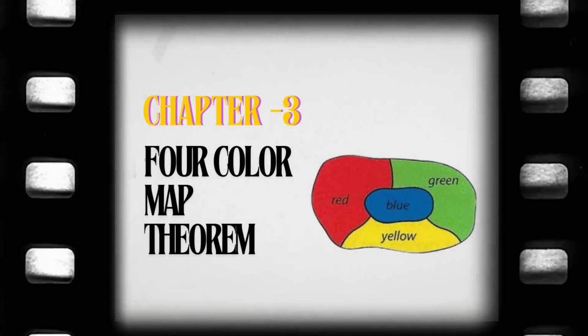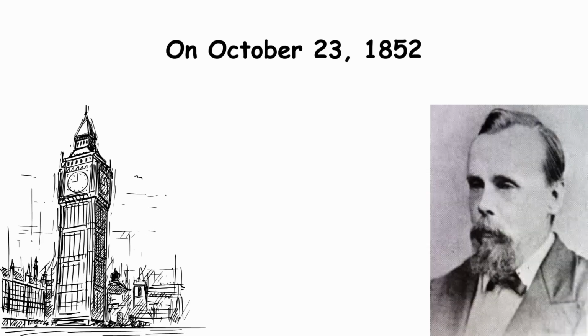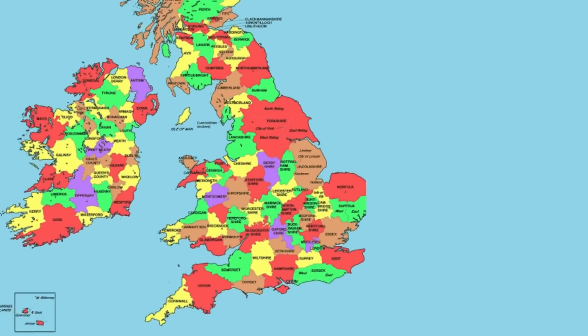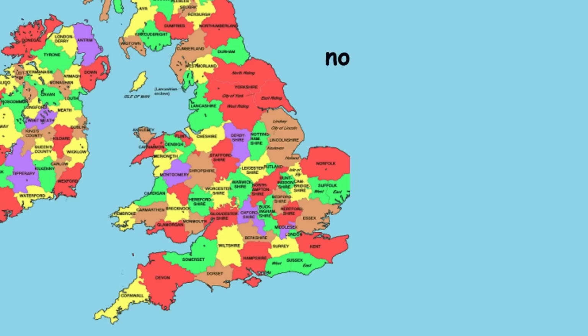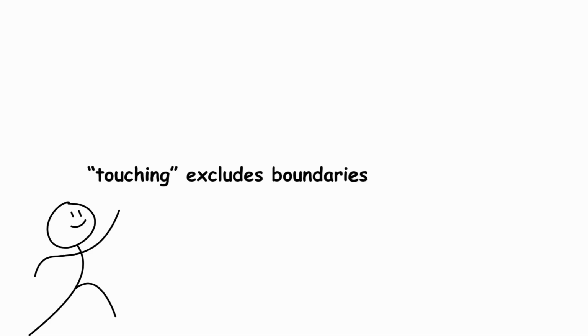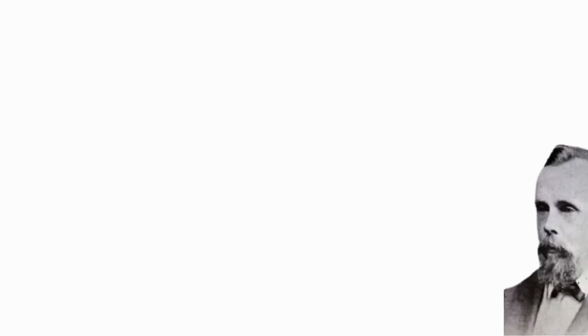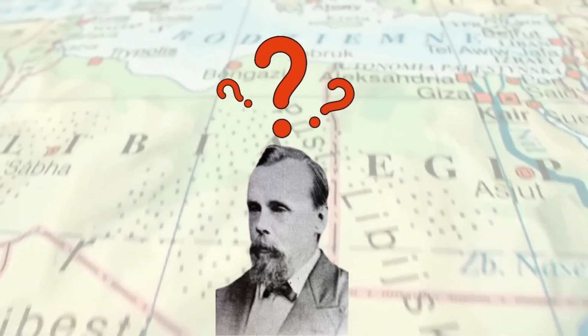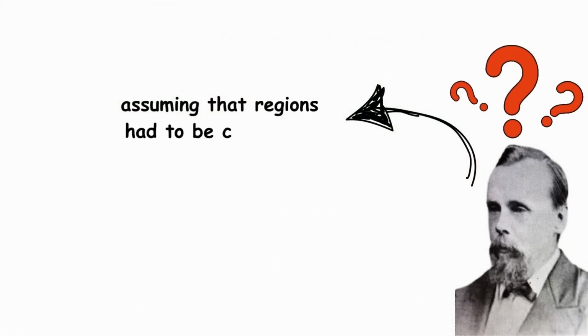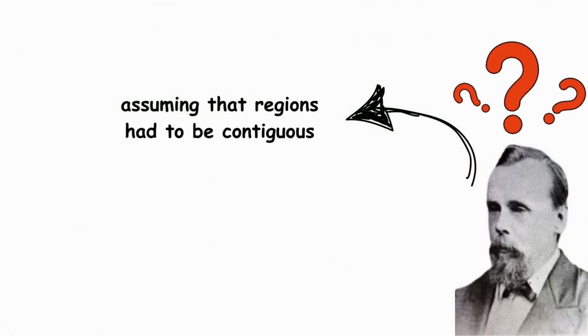Four-color map theorem. On October 23, 1852, British mathematician Francis Guthrie was coloring a map of the counties of England. He noticed that he only needed 4 colors so that no touching counties were the same color. Here, touching excludes boundaries of 0 width. Guthrie soon wondered whether any map could be constructed requiring 5 or more colors, assuming that regions had to be contiguous, or all in one piece.